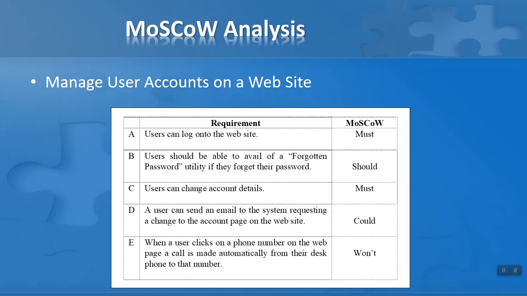Requirement B is a little bit different. Users should be able to avail of a forgotten password utility if they forget their password. So this is a should requirement. It's not absolutely necessary, but in most circumstances, this type of thing should be included.